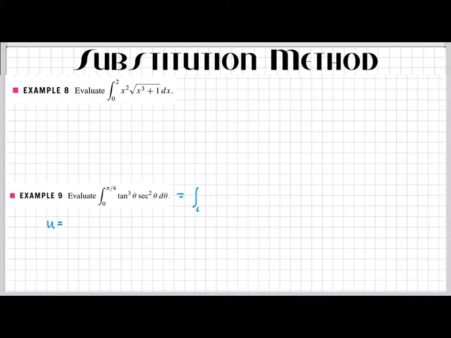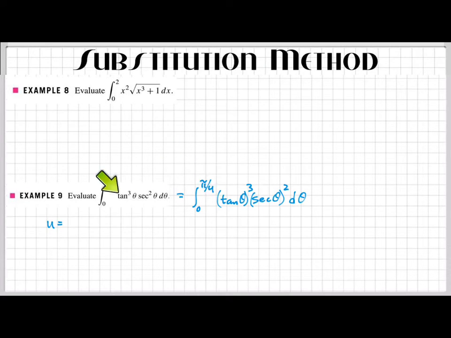We have the integral from 0 to pi over 4. I mean, half of calculus is just being able to read it. This is tangent theta raised to the third power, and then secant theta raised to the second. I don't know why, but that makes it so much easier for me to read. Okay, so now let's think about this.